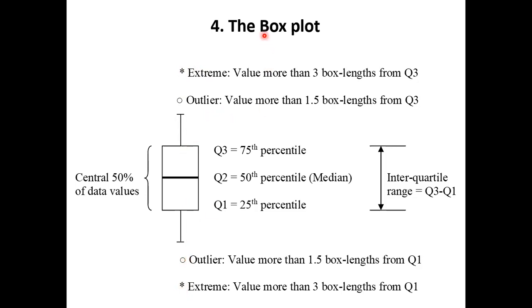Again, what's a box plot? It segments the data into 4 quarters. The box contains 50% of the values. The difference between Q3 and Q1 is also known as the interquartile range. The median is also known as Q2. So that's the box plot.